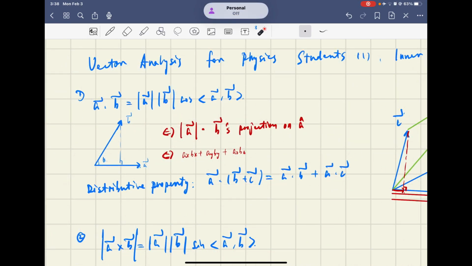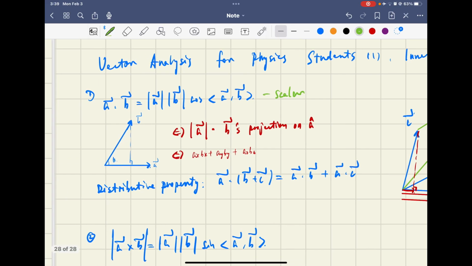So the first one is inner product, and its definition is given as follows. A dot product B is equal to the modulus of A times the modulus of B times the cosine value of the angle between the two vectors. Okay, so obviously it's modulus times cosine value, so it's a scalar. That's what we should note here. It's a scalar, and that is one of the major differences between the two operations, dot product and cross product.